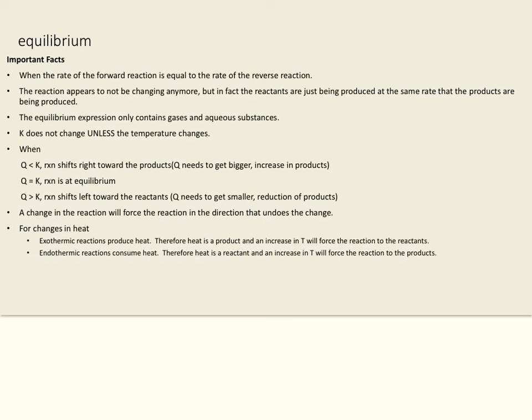Okay, so for equilibrium, what you need to know or remember is that equilibrium is occurring when the rate of the forward reaction is equal to the rate of the reverse reaction. So when that happens, the reaction appears not to be changing anymore. It looks like the reaction has stopped, but really the reactants are just being produced as quickly as the products are being produced. So you don't see a change anymore. The equilibrium expression only contains gases and aqueous substances.